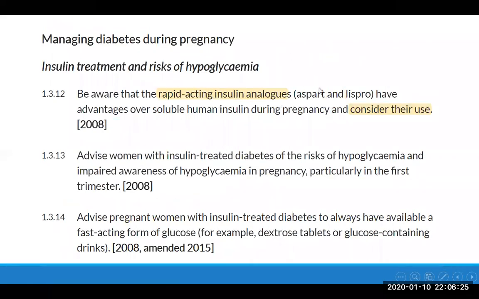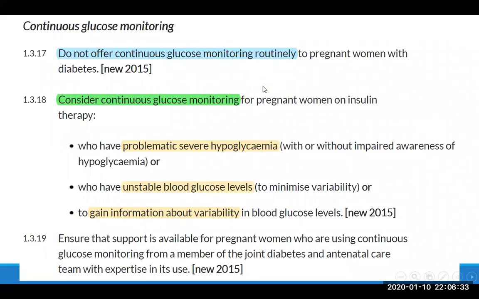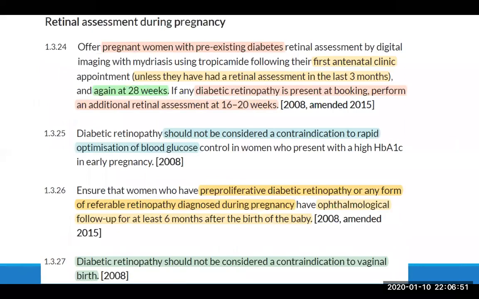And of course, as we mentioned, aspart and lispro, rapid-acting insulin analogs, are recommended over soluble insulin during the pregnancy. Consider their use. And don't offer continuous glucose monitoring routinely during the pregnancy. The only indication to consider CGM is problematic severe hypoglycemia, unstable blood glucose level, or to gain information about variability. This is the only indication to consider a CGM during the pregnancy.